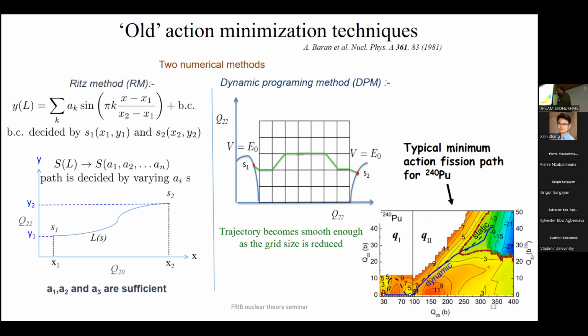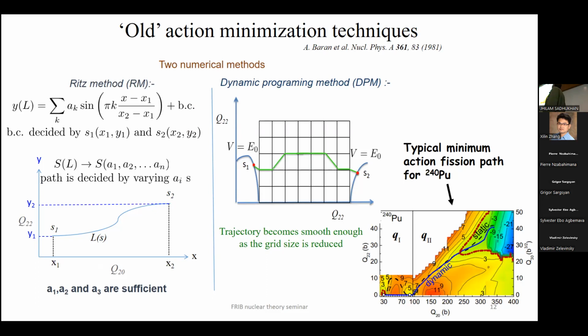So once we have the inertia as well as this potential energy surface, then the next task is to get the minimum action pathways. Here I have written "old method" to calculate the minimum action pathways, because after a few slides I will explain what method. In this old method there are two ways we can calculate these pathways, called the Ritz method. Here the path is expanded in terms of sine functions, and these coefficients are optimized to get the minimum action path.